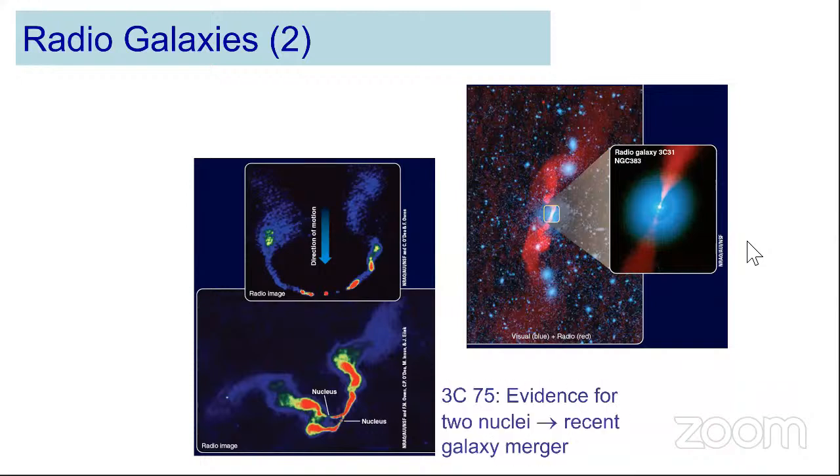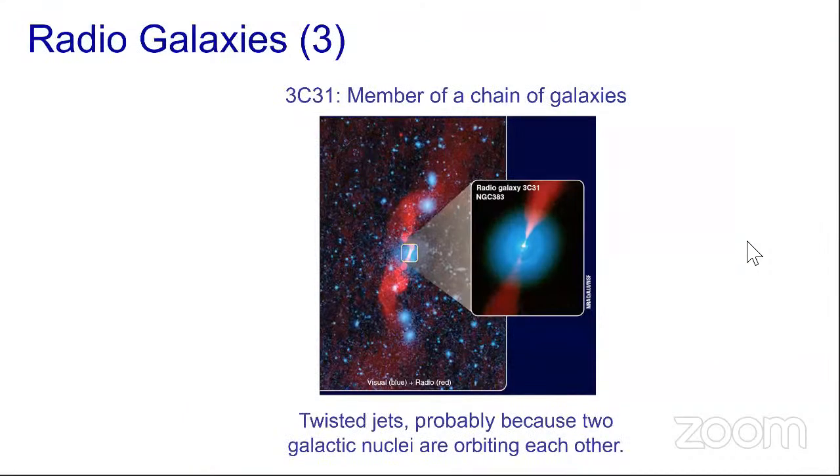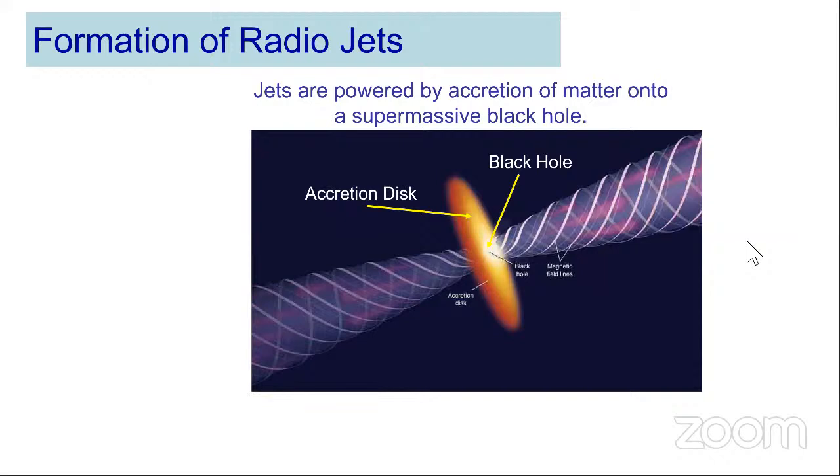Let me move on. This is 3C75, evidence of merger, because we see two nuclei. It means that this red galaxy is the result of some galaxy mergers. So they do happen for sure. It takes billions and billions of years. This is 3C31, an FR1 source. How do we form these lobes?